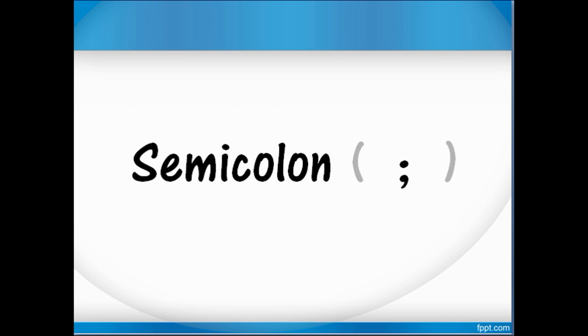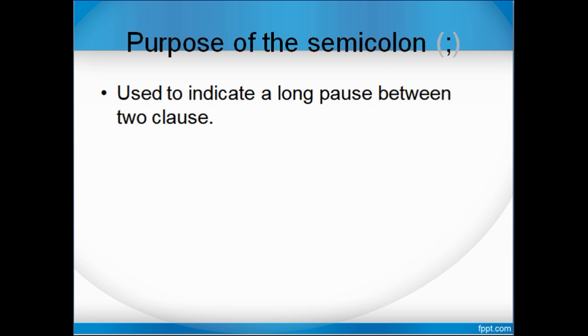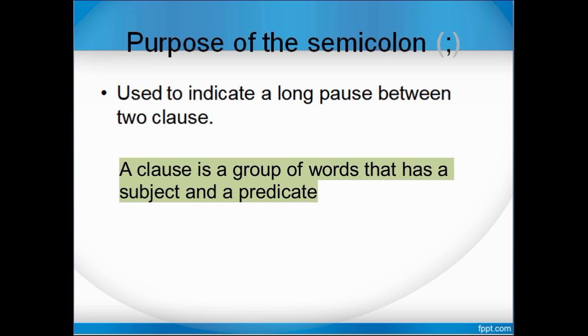Now we're going to look at the semicolon. What is the purpose of a semicolon? A semicolon is used to indicate a long pause between two clauses. Now you might ask yourself, what are clauses? A clause is a group of words that has a subject and a predicate that is part of a sentence. Again, a clause is a group of words that has a subject and a predicate. The subject is what is being talked about, and the predicate is what is being said about the subject.